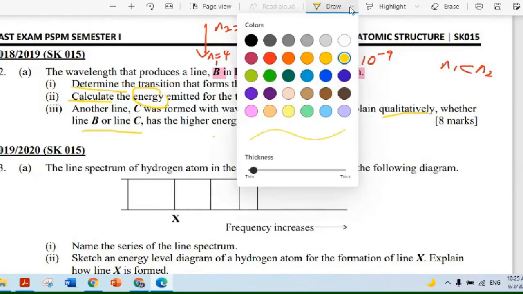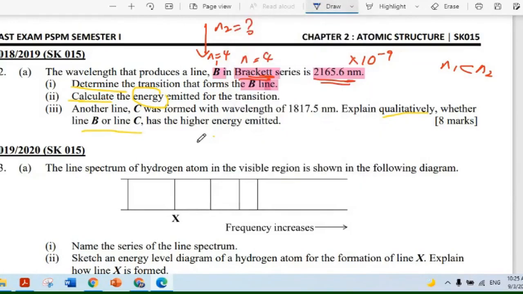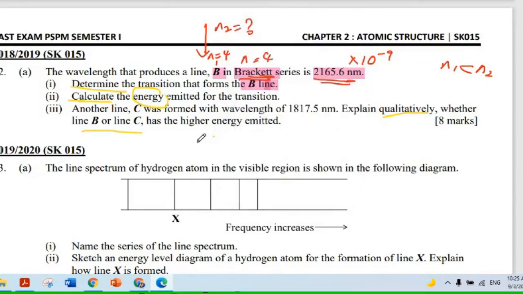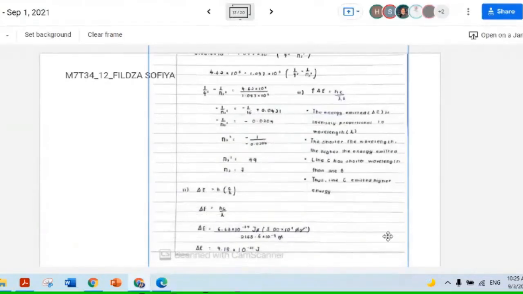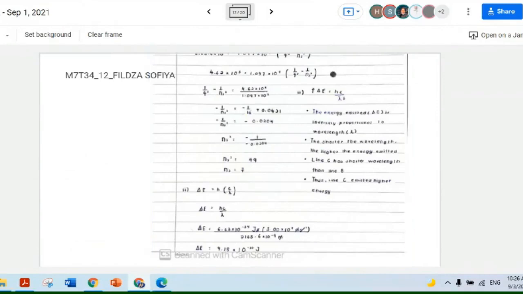So by using the formula delta E equals hc over lambda, it is obvious that if the change of energy is high, the lambda will be low. So in this case, the shorter the wavelength, the higher the energy emitted. So thus the conclusion is line C has shorter wavelength than line B. Okay, very good. What Fiuza explained is correct, she applied this formula.